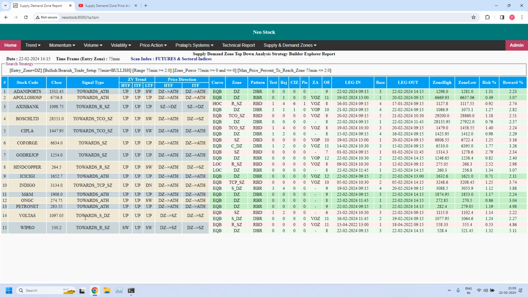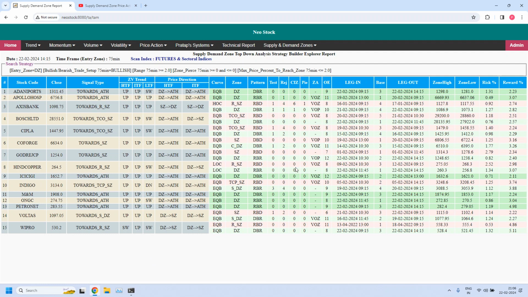Here some of the stocks like Voltas are moving towards the demand zone. Any other stocks? Currently Voltas is the only one moving towards the high liquidity demand zone. The remaining are either moving to all-time high or towards the supply zone. But if any one of the stocks turns its direction and comes to the zone, we should get an entry.